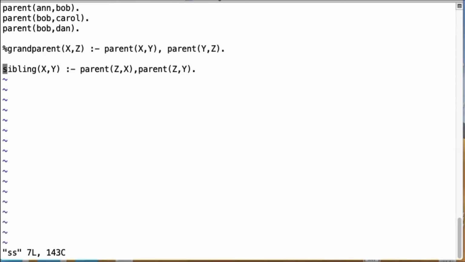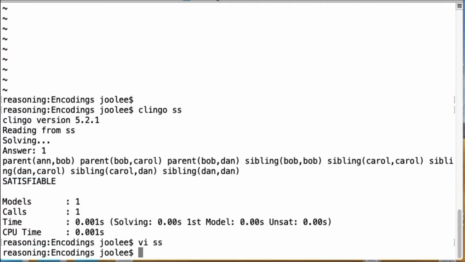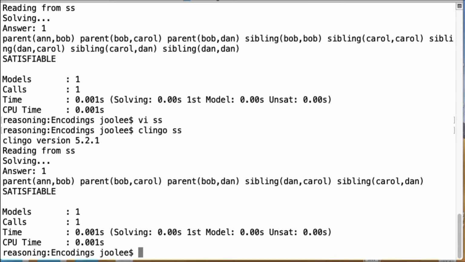Any idea? What is wrong with this, Ian? We add a rule where X is not equal to Y. X is not equal to Y, yes. So we just want to prohibit that, because now Clingo returns those things. If you say that X and Y should be distinct people, then you get these answers. That makes sense, right?